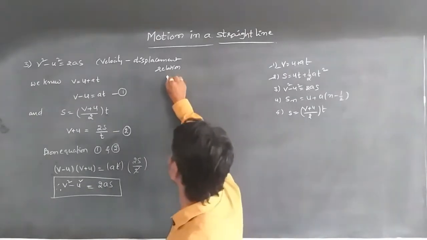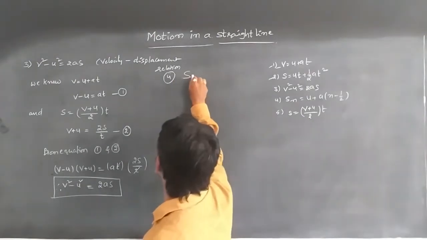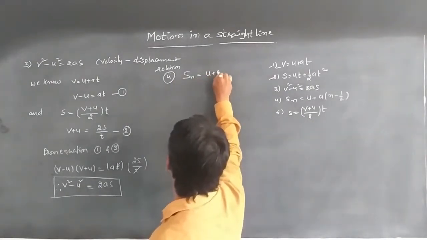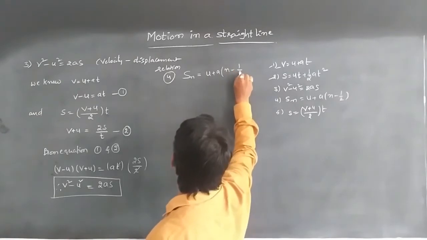The next one is the fourth one, that is Sn is equal to u plus a of n minus 1 by 2.